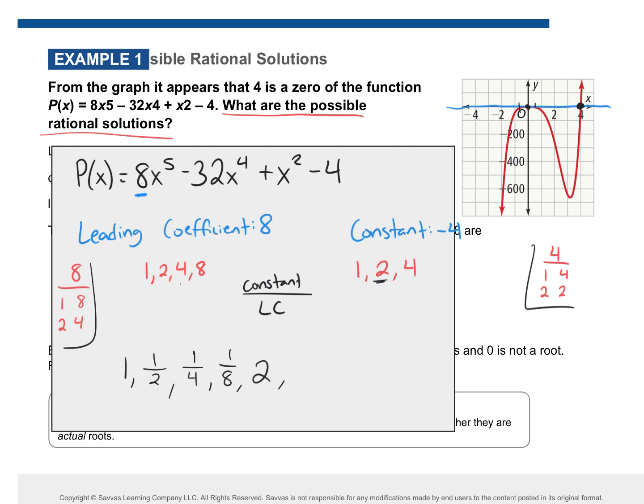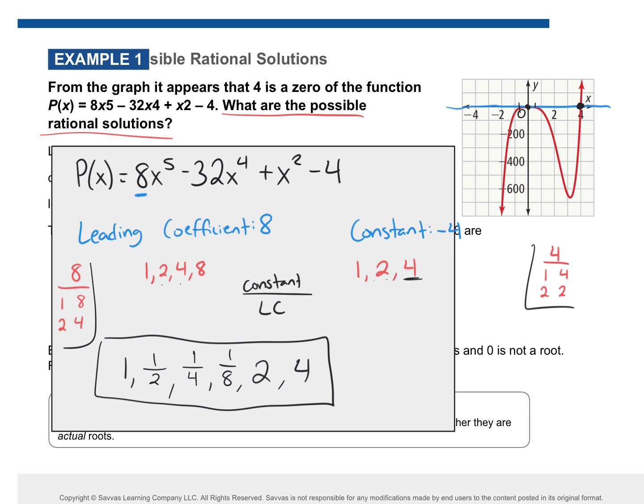No. Now I'm going to do the same process with our last factor, 4. 4 divided by 1 is 4. 4 divided by 2 is 2. Do I need to write 2 down again? No. 4 divided by 4 is 1. Do I need to write 1 down? No. 4 divided by 8 is 1/2. Do I need to write that down? No. These right here are all of my possible values.